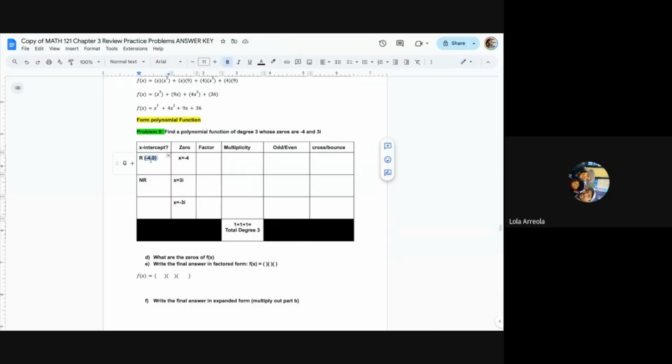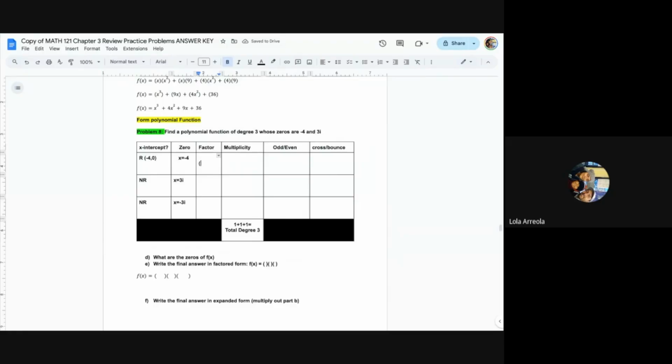So this is not something that I could write as a point. If I do write it as a point, is 3i a point? No, I cannot possibly graph an imaginary number. So not real, not real. So I have a not real zero, automatically not an x-intercept. But we can still follow through with this problem and write all the factors.